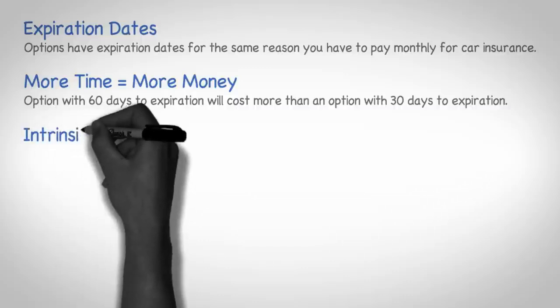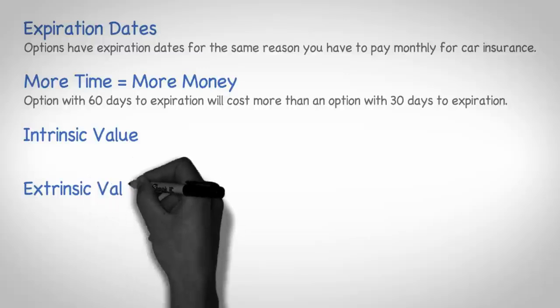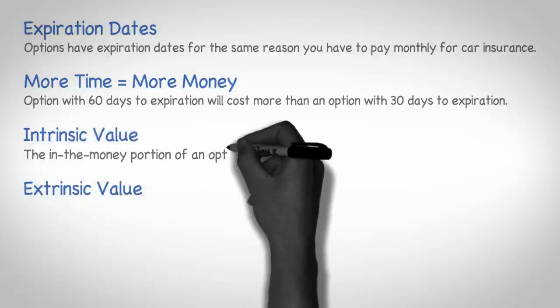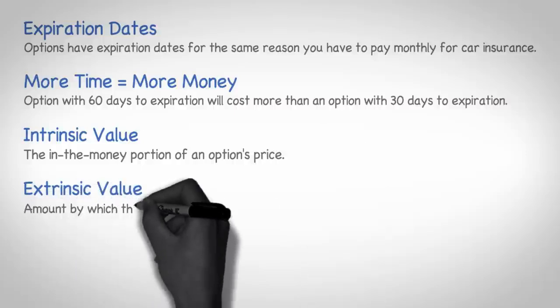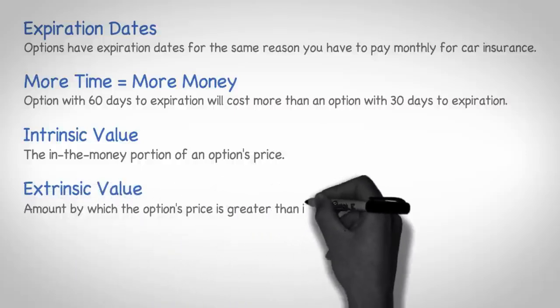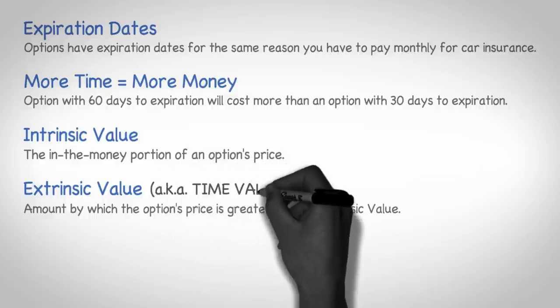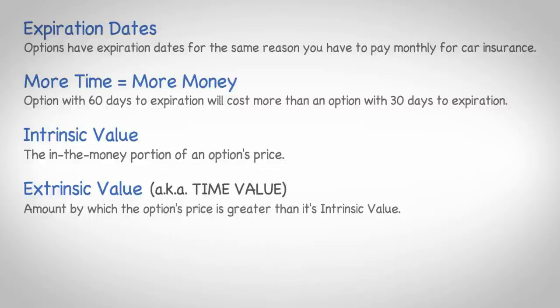You'll also learn about intrinsic and extrinsic value. Intrinsic value simply refers to the in-the-money portion of an option's price, and extrinsic value is just anything left over. Extrinsic value can also be referred to as time value, and remember, if an option has no time left to expiration, meaning it's about to expire, then it's going to have no time value left on it. It will simply be worth whatever its intrinsic value is.